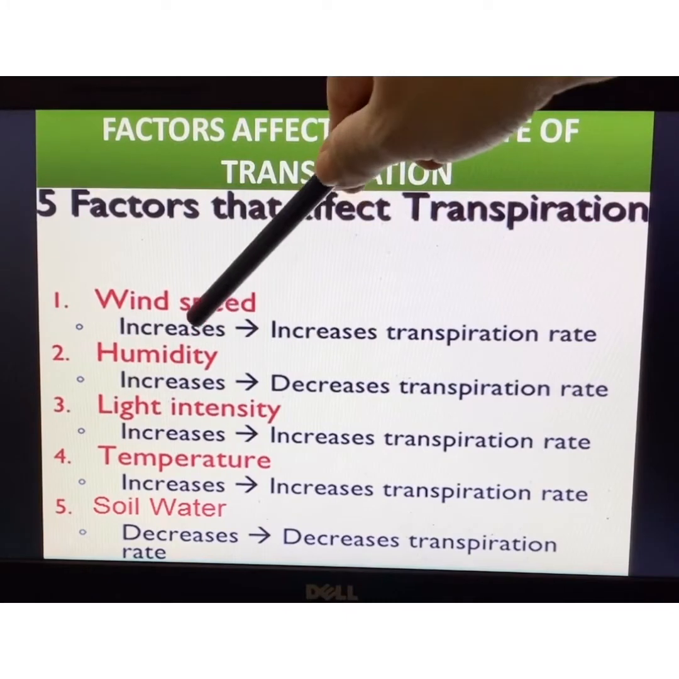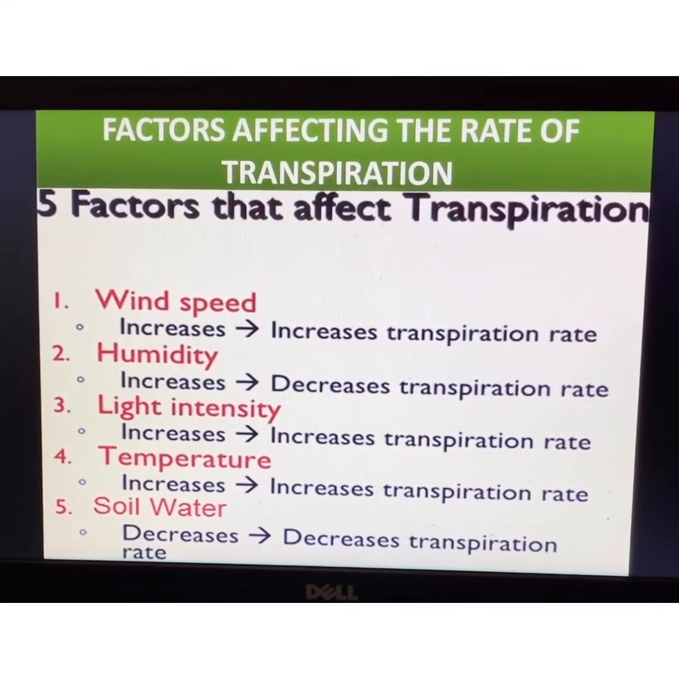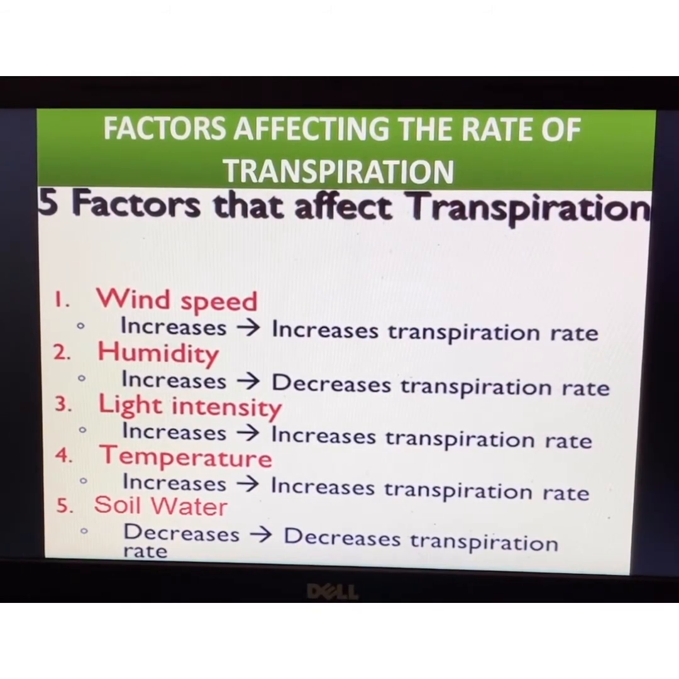Wind speed. Increase in wind speed will increase the rate of transpiration. As the wind blows, it brings a lot of dry mass of air in contact with the surface of the leaf, and hence the water evaporation will be higher. So the faster the wind blows, the more is the rate of transpiration, directly proportional. Is that clear? Increase in wind speed, increase in transpiration rate.